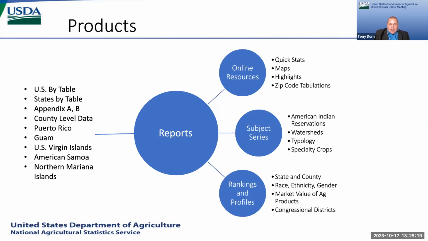And on the top right, the online resources that we have are QuickStats, maps, highlights, zip code tabulations. And the subject series, we have American Indian reservations, watersheds, typology, specialty crops. And then down below, the final category of rankings and profiles, we have state and county rankings and profiles, race, ethnicity, gender, market value of ag products, and also congressional districts.